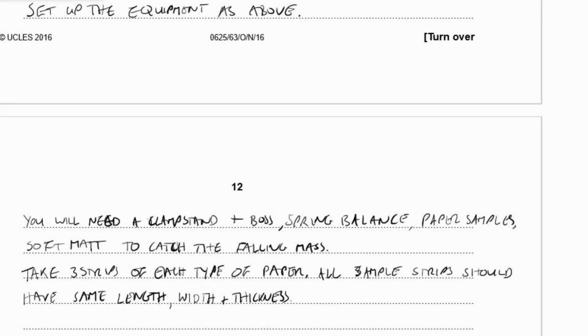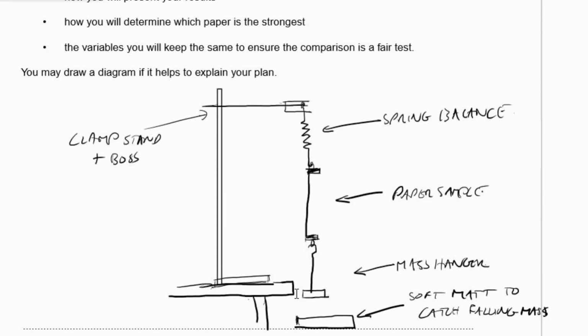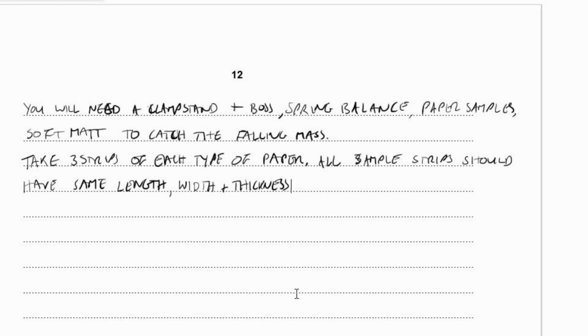Alright, so first of all, the first part of the experiment, we're going to set up the equipment as above. That's here. Then, just a quick list of what people will need. Need a clamp stand and boss, spring balance, paper samples, a soft mat to catch the falling mass. And I've left a bit of a gap there for anything else that comes up as we're writing through this. Take 3 strips of each type of paper. All sample strips should have the same length, width and thickness. So they're my control variables.